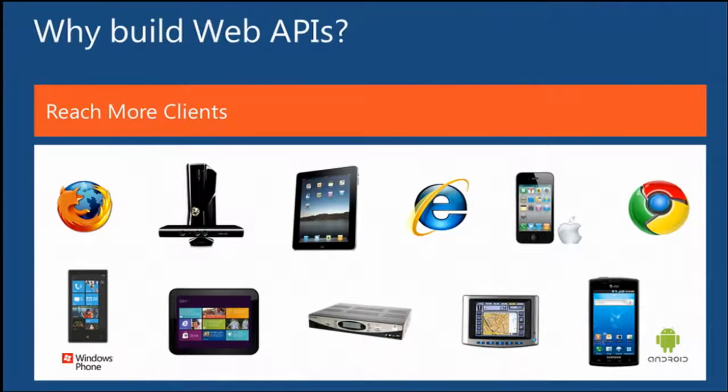The first is that you need to be able to reach more of these clients. There are more devices out there. There are phones, tablets. Maybe some of you have had the experience of your boss coming to your office and saying, hey, I love the new website. The functionality is great, but can you make it work on my phone? Web APIs allow you to take the same business logic and data and expose it to all of those clients.